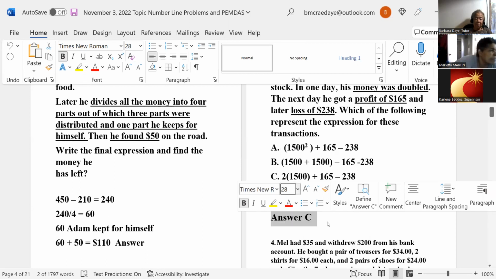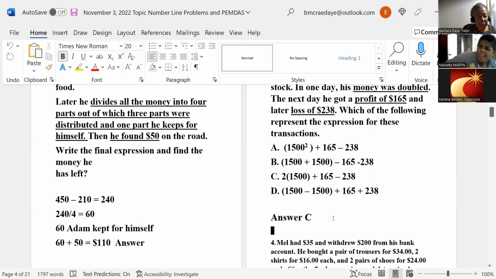Because to double something is to take, you just add it to itself or multiply 2 times it. It's not the same as saying 1,500 raised to the second power. See, 1,500 times 1,500 is not the same as 2 times 1,500. Do you follow this? I know I follow that one. I might be confusing because, okay, let's see.